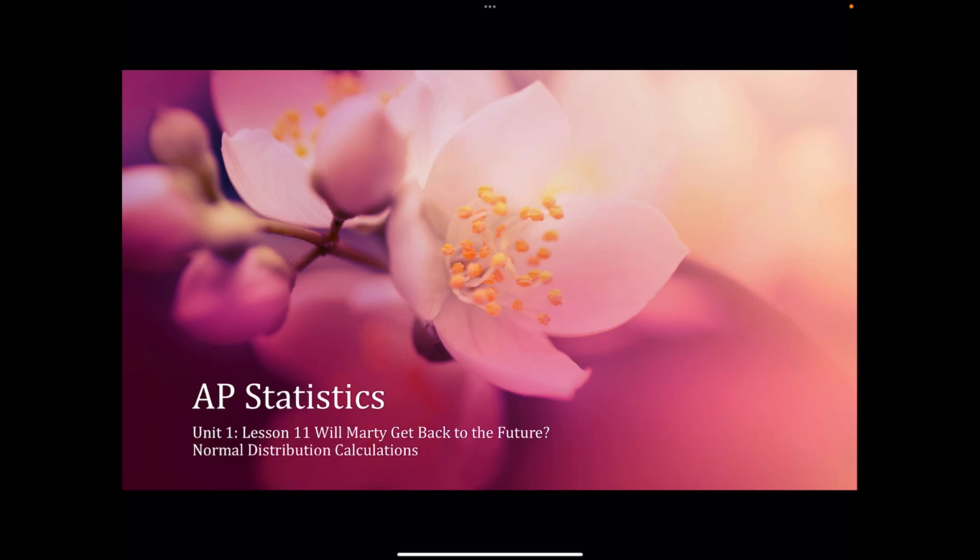This is Unit 1, Lesson 11. Will Marty get back to the future? Today we're going to be discussing normal distribution calculations using the z-score chart and using the calculator.